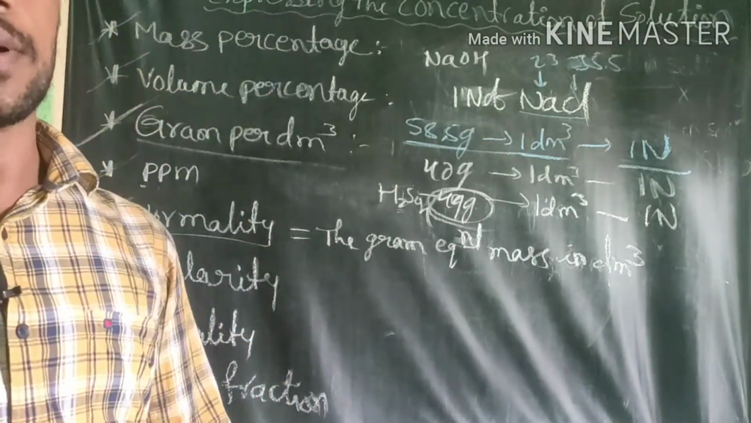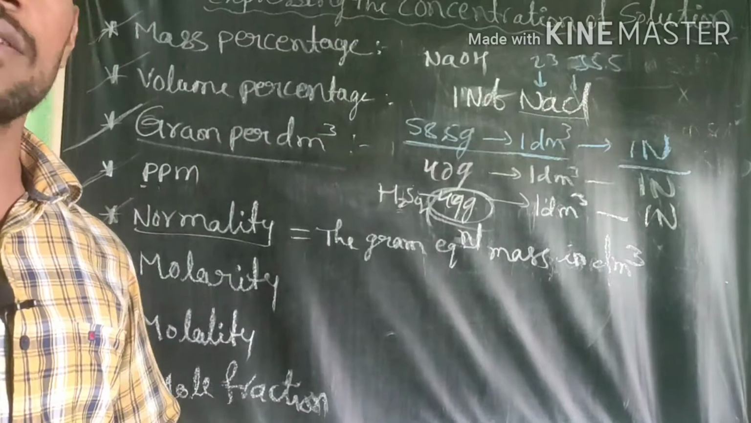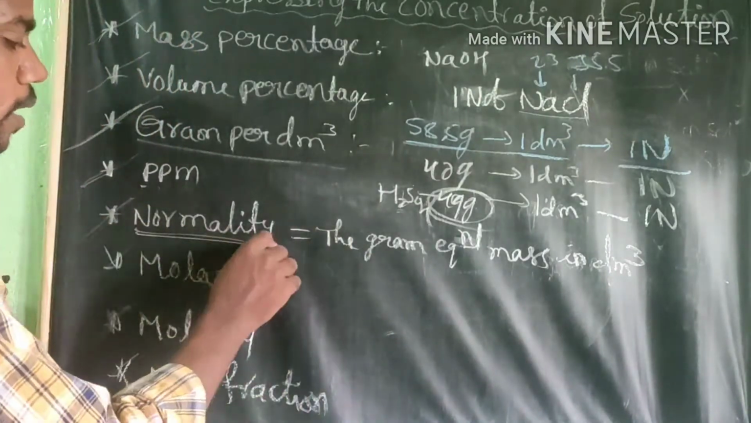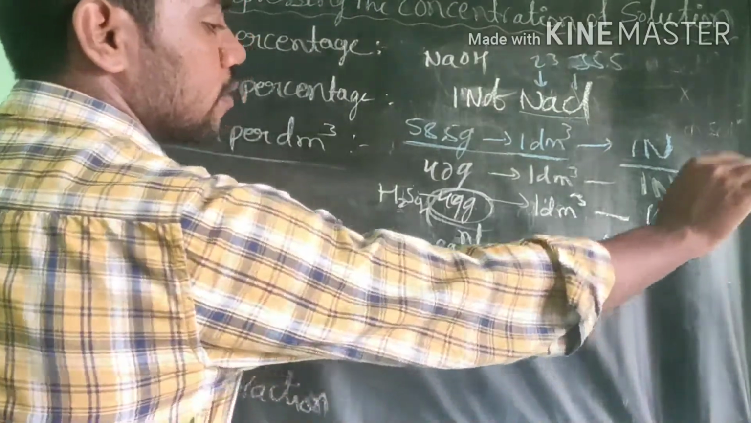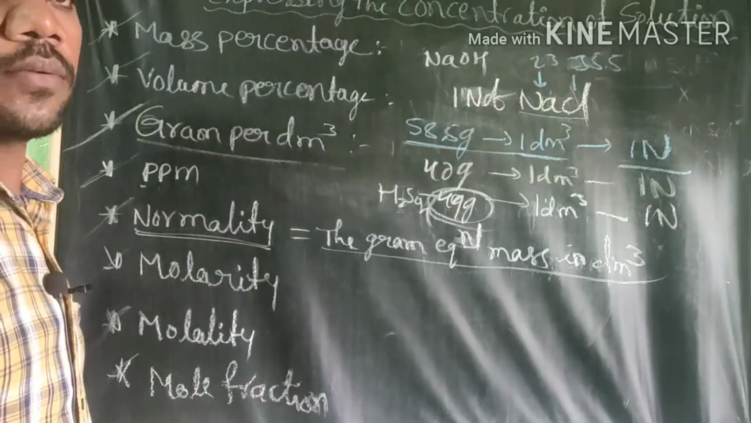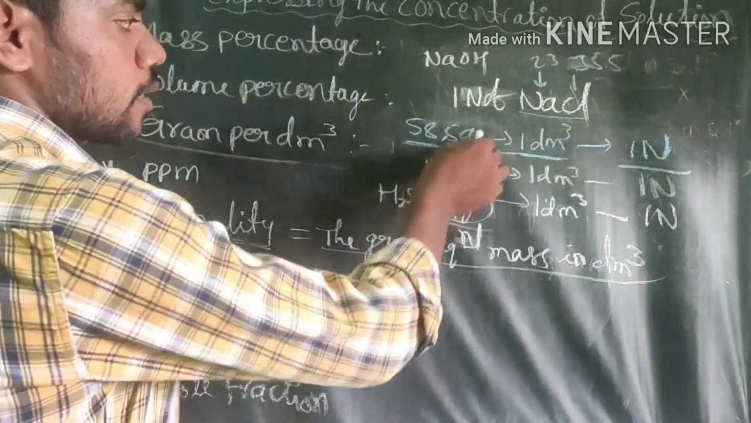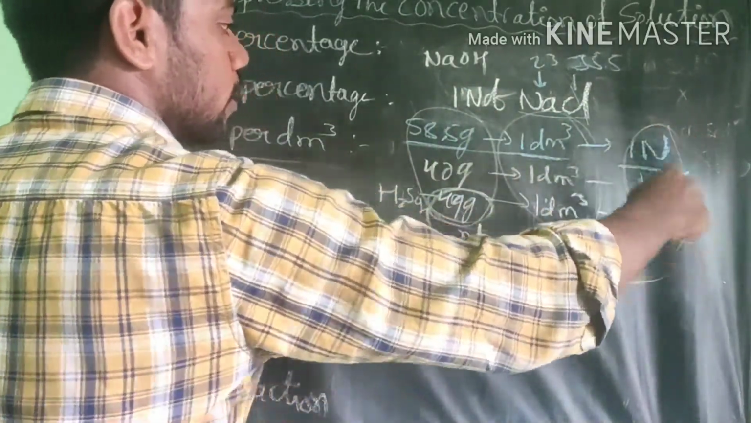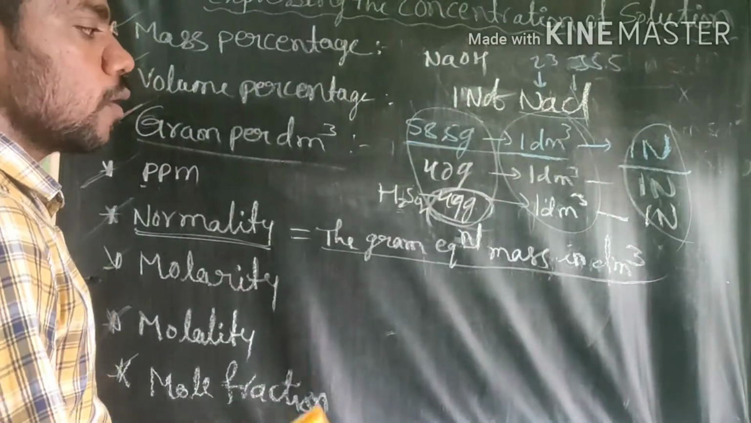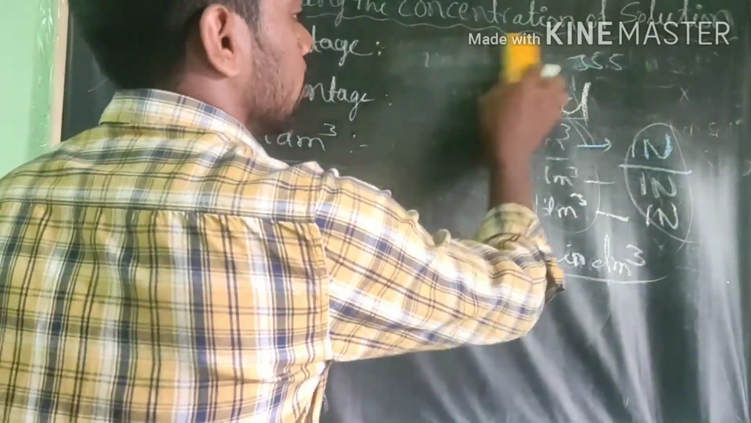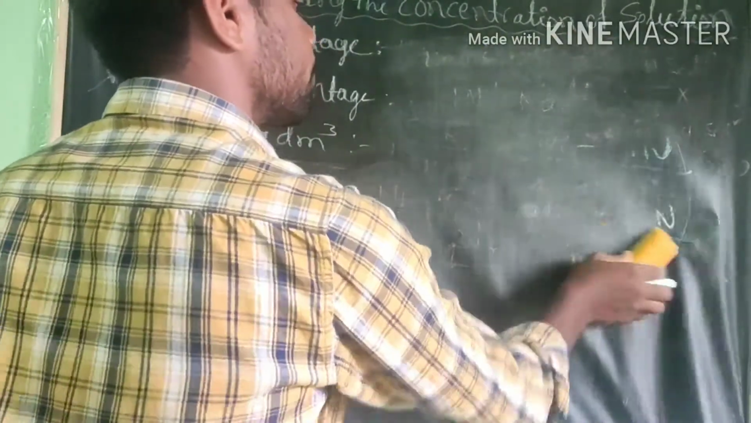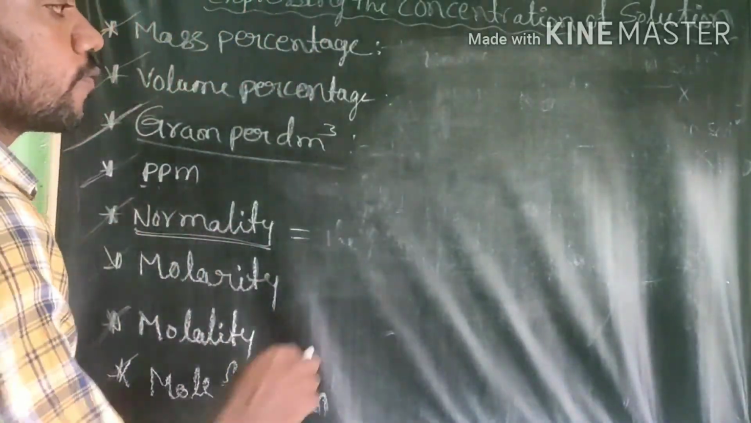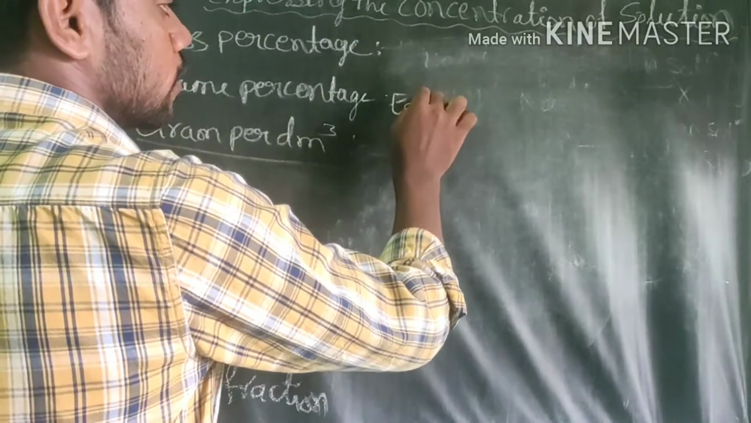How to calculate the equivalent mass? There are so many formulas. What is normality? The gram equivalent mass dissolved in 1 dm cube. The simplest way I will tell you. For example, this gram equivalent mass dissolved in 1 liter, therefore the normality we are getting is 1 normal. How to calculate the equivalent mass? That is also very important. If you don't know the equivalent mass, it is very difficult to find the other things.